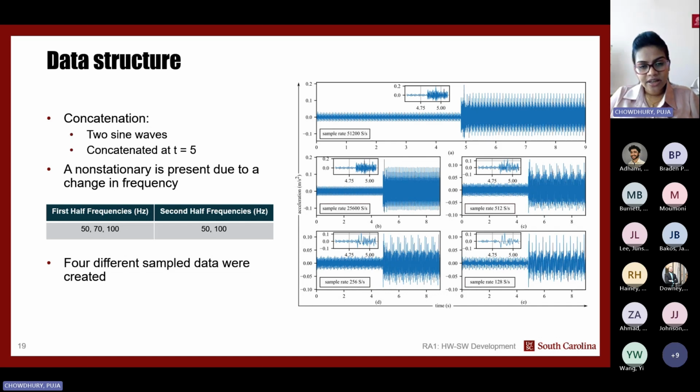We can see this data on the right side. There are small changes, but in the middle, around 5 seconds, there is a sudden impact which is created by the change of frequency. We generated several data sets of this type, which are already available on GitHub, as I said. But for this explanation, we use this data and also make 4 other different sample data.